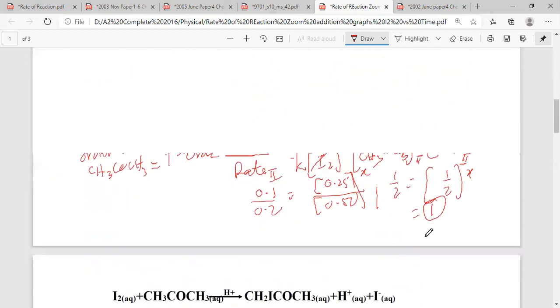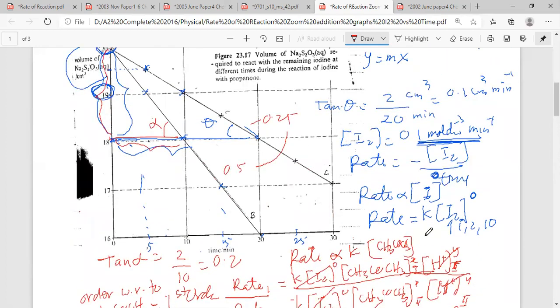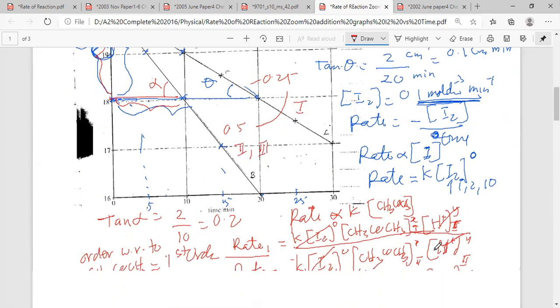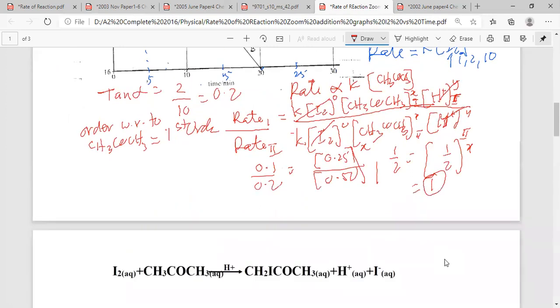It's the same graph here. Graph experiment 1, graph experiment 2, and graph experiment 3: these two are the same. So that means the order with respect to H plus is also first order. With all this, I can now write down my rate law.